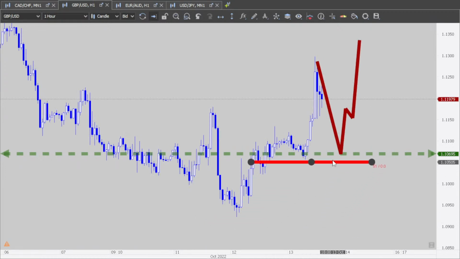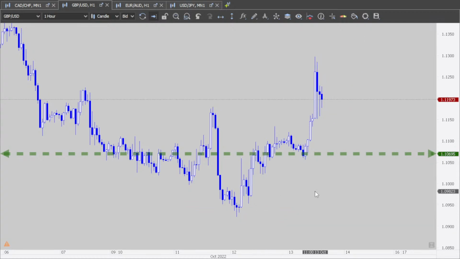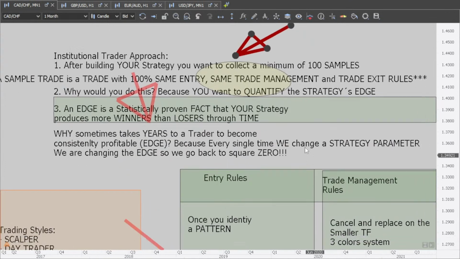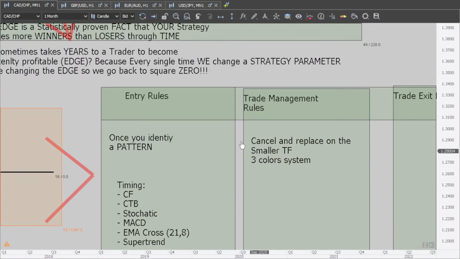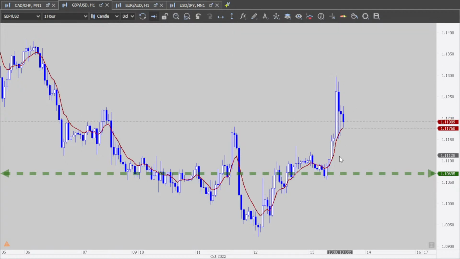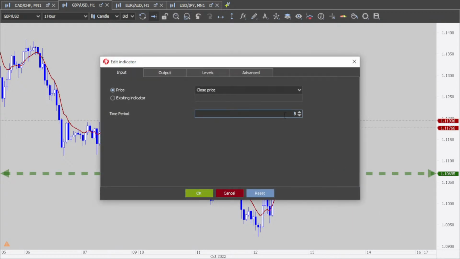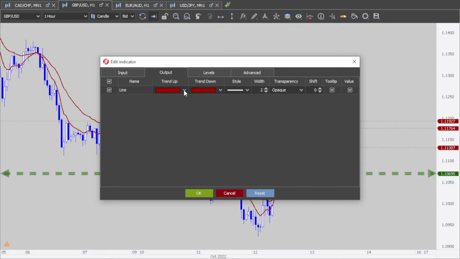Now it's not the right time to cancel and replace. So how would this go? Let's stay on the 1 hour. How would this go with the 3-color system? Me personally, I'm using the EMA cross. So clone indicator 8 and 21. This is no suggestion, I'm just telling you how I manage my trades, everybody.